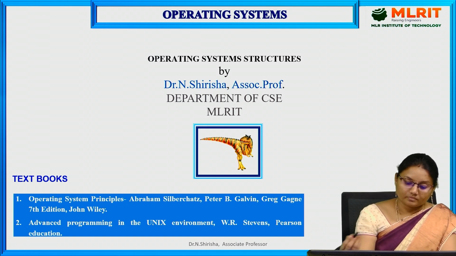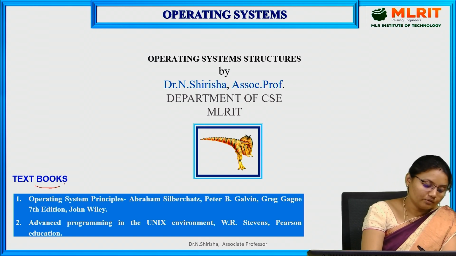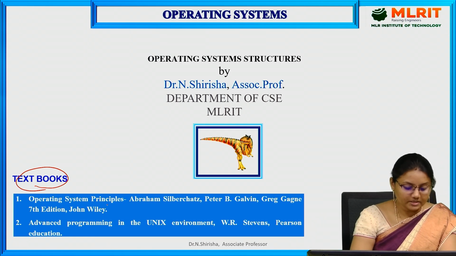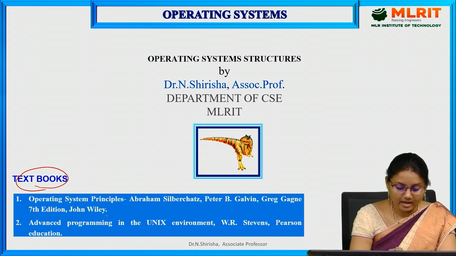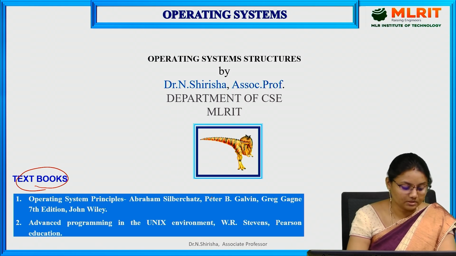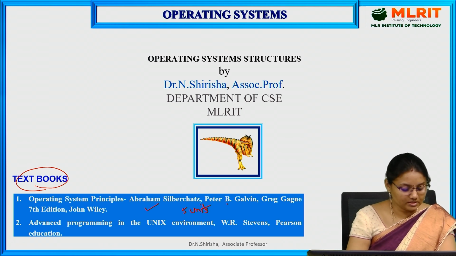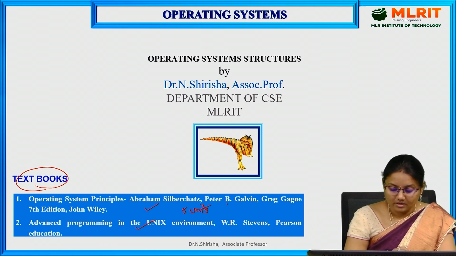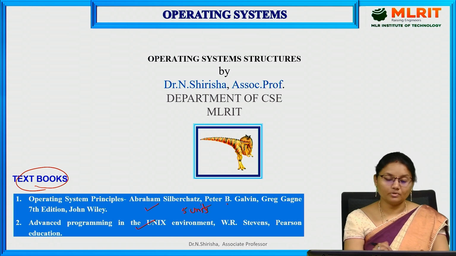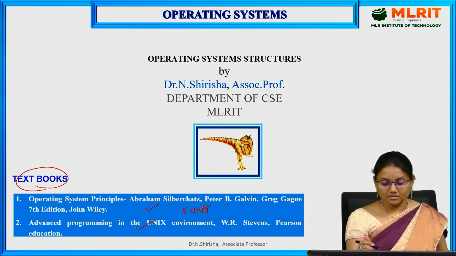So, you have textbooks that you can follow. These are the textbooks. Operating System Principles by Abraham Silberschatz and Peter Galvin. We call it the Galvin textbook, which is the 7th edition. This can be preferred, where all 5 units are covered in this textbook. And for reference, if you want to do any advanced programming like Unix and work more on coding, then you can go with this textbook by Stevens, Advanced Programming in the Unix Environment.